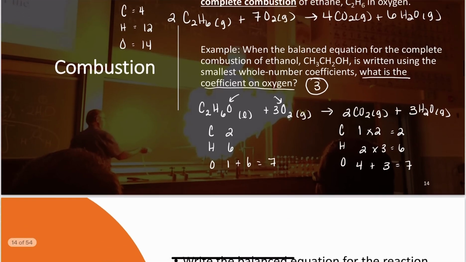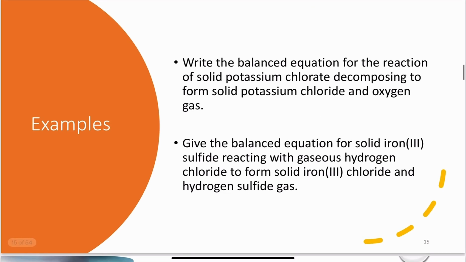And 2 more examples. Write the balanced equation for the reaction of solid potassium chlorate decomposing to form solid potassium chloride and oxygen gas. So let's see what we got going on here. Solid potassium chlorate. Well, I know potassium is K plus, and I know chlorate is ClO3 minus, so that must just be KClO3. It tells me it's a solid, and it tells me it's decomposing, which means it is the only reactant. It forms solid potassium chloride. I know potassium is K plus, chloride is a -1.